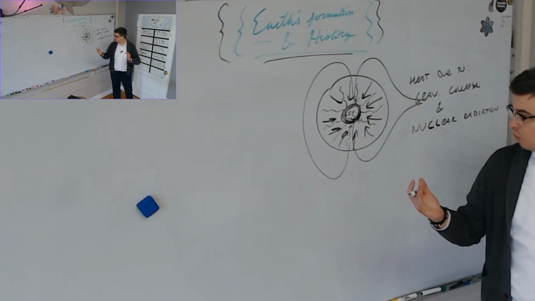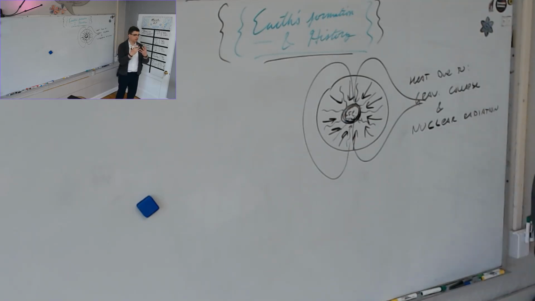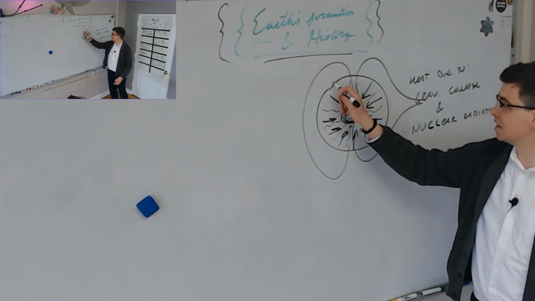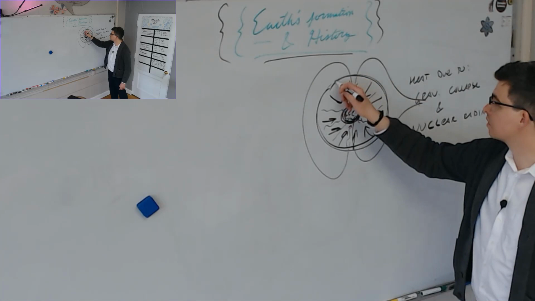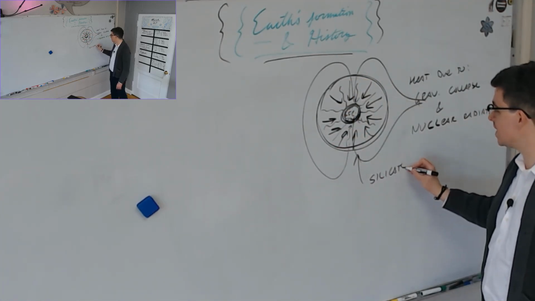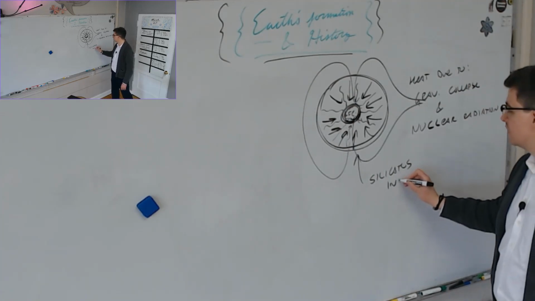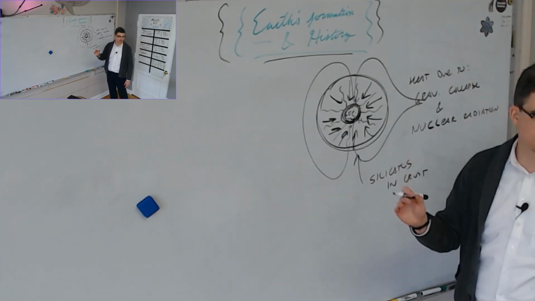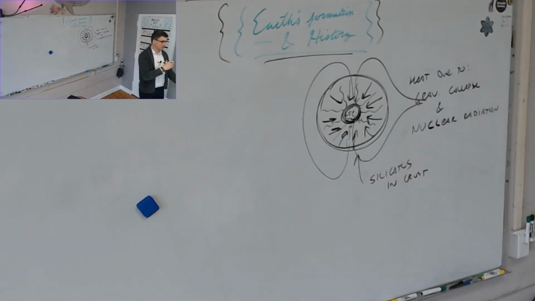is that when Earth was liquid, the heavier things sank to the middle, meaning that the crust then is made mostly of what? Crust is made mostly of what kind of elements? Yeah, silicates. The silicates in the crust are the lightest of the minerals. So the Earth, and we call this process differentiation. It differentiated into layers. It became different layers.